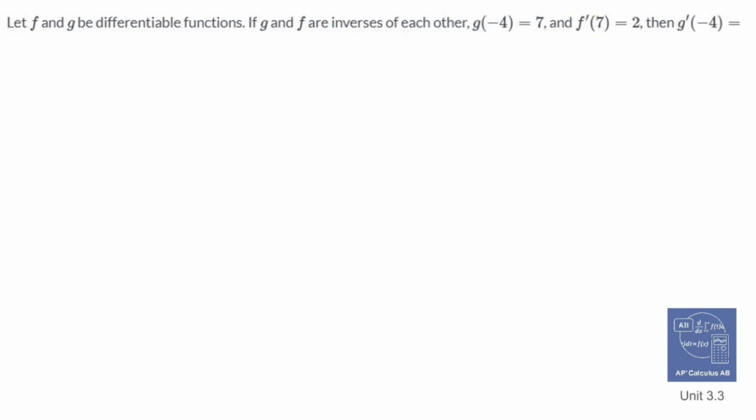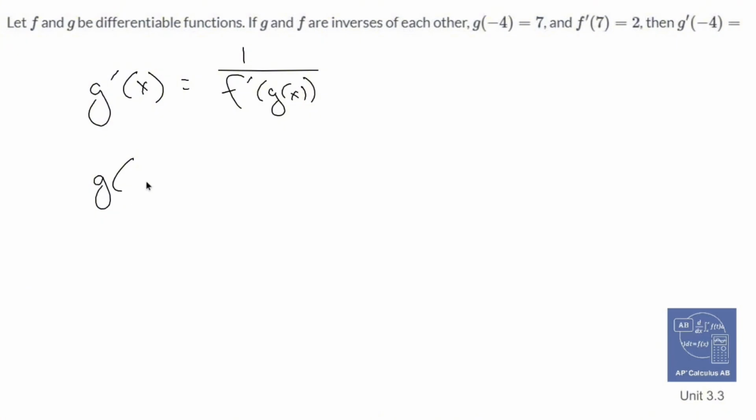What that says is that g prime of x is going to equal 1 over f prime of g of x. If you're thinking that's kind of like chain rule, you're absolutely right. So what do I know? Well, I need to find out what g prime of negative 4 is. So g prime of negative 4 is going to equal 1 over f prime of g of negative 4.